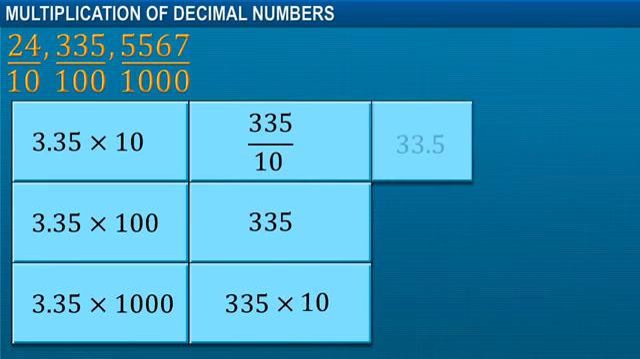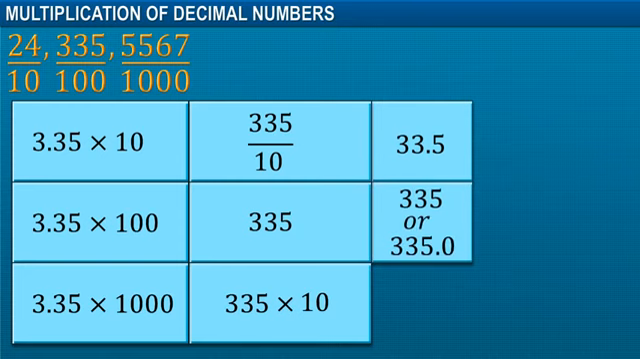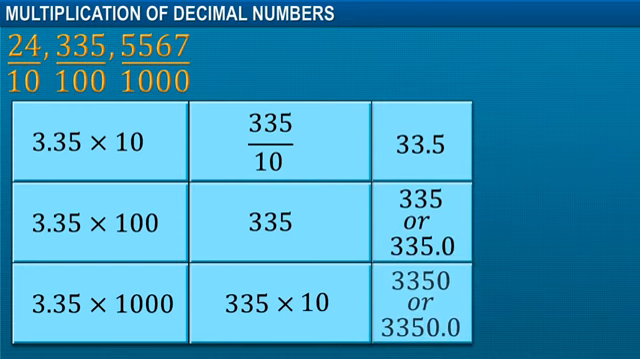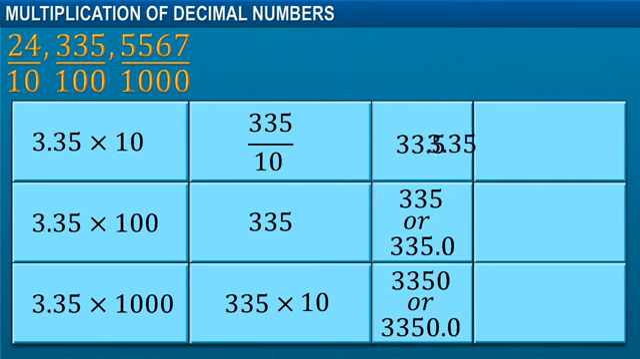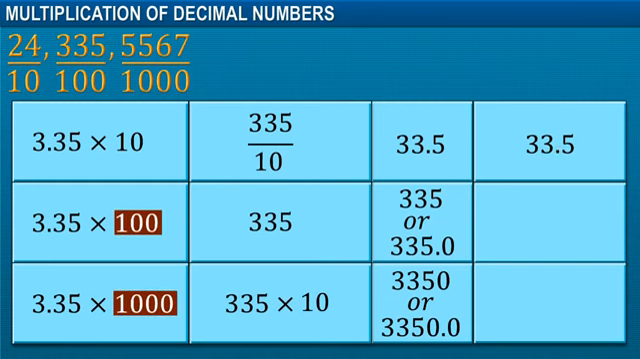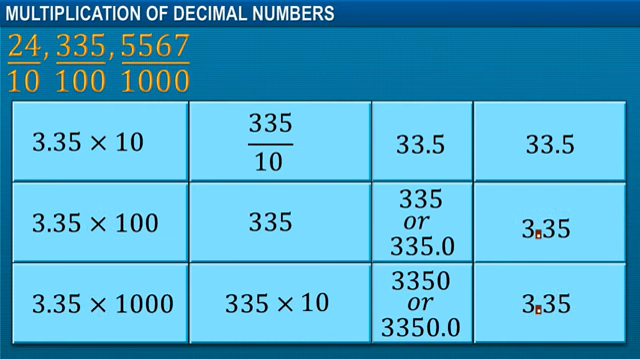So we get 33.5, 335 and 3,350 as answers. Notice that when multiplied by 10, the decimal point has shifted by 1 place to the right from the left. When multiplied with 100 and 1000, the decimal point has shifted 2 places and 3 places from the right to the left respectively.